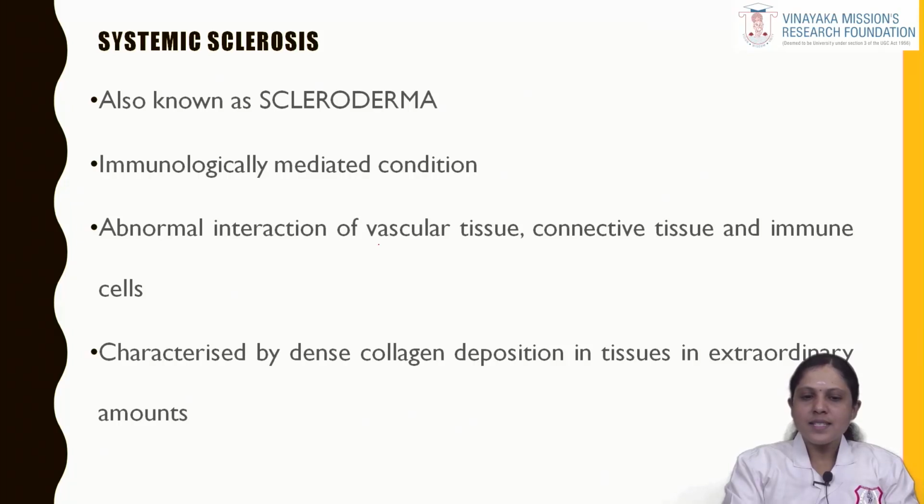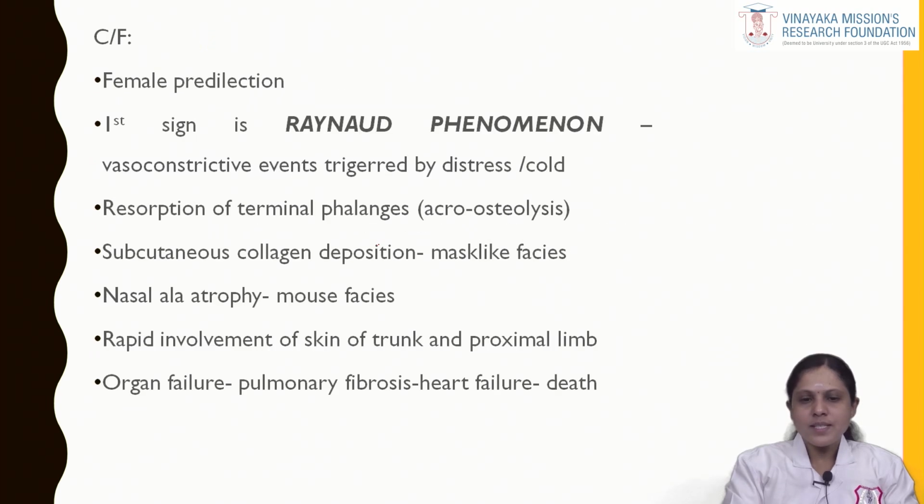Next, coming to systemic sclerosis, also known as scleroderma. It is an immunologically mediated skin lesion which is characterized by abnormal interaction of vascular tissue, connective tissue and immune cells. And it is characterized by dense deposition of collagen in tissues in extraordinary amount. It is commonly seen in females. The first sign is Raynaud's phenomenon. It is mainly a vasoconstrictive event triggered by distress or cold.